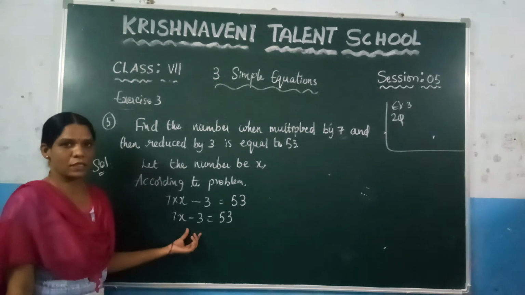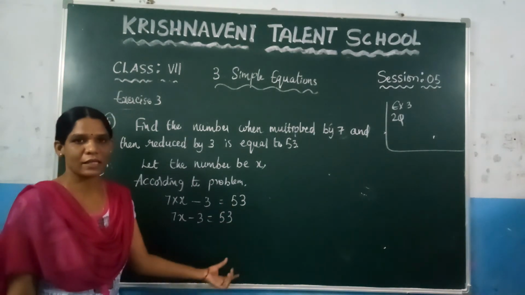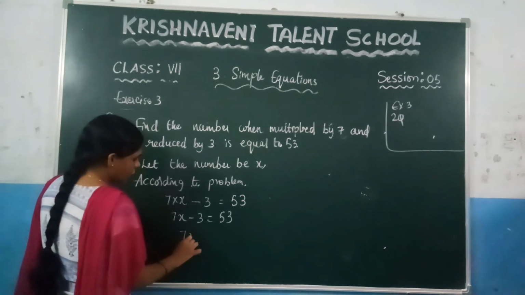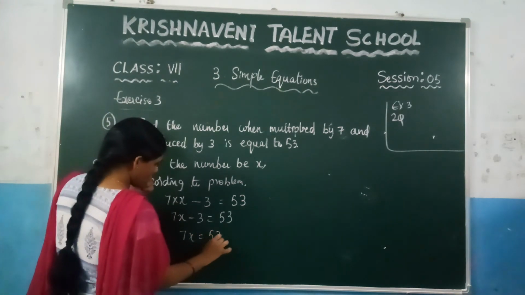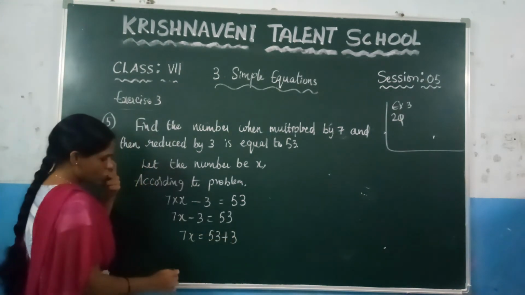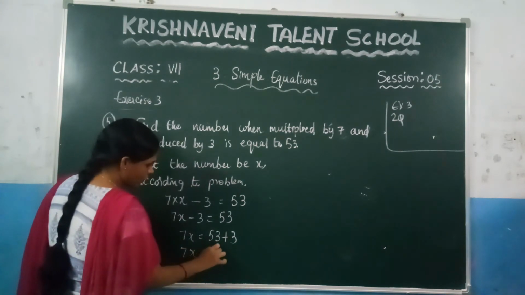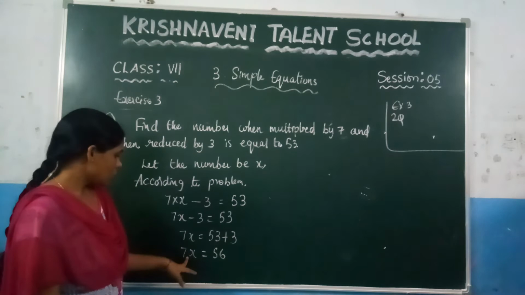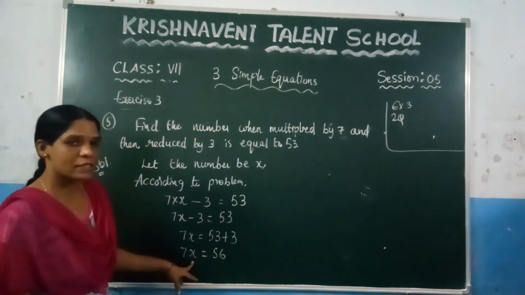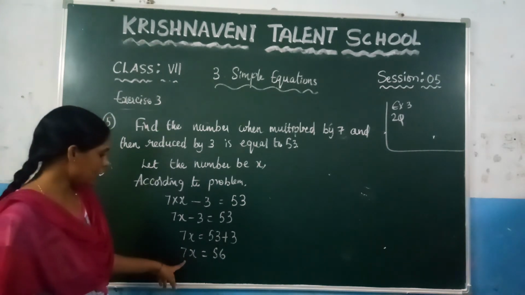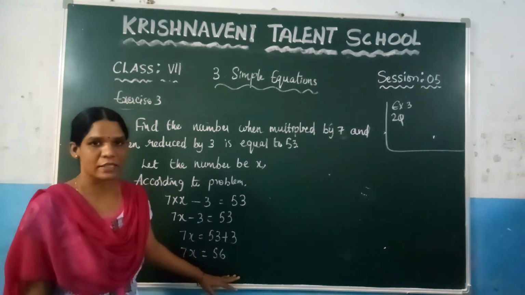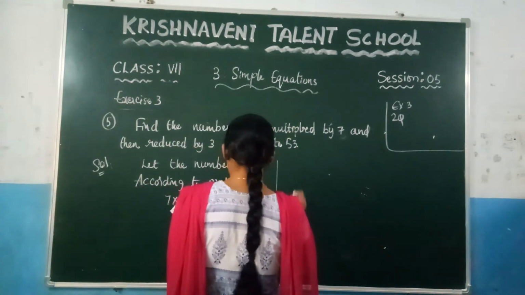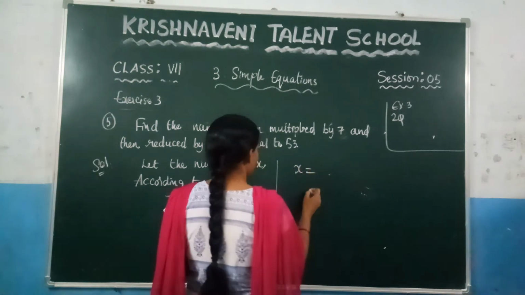Now here minus 3 is there. If you take this minus 3 to the right hand side, what will it become? It will become plus 3. So write it here, 7x is equal to 53 plus 3. So what you get here, 7x is equal to 56. Right? So here we have 7 into x. If you take this multiplication to the right hand side, it will become division. So write it here, x is equal to 56 by 7.